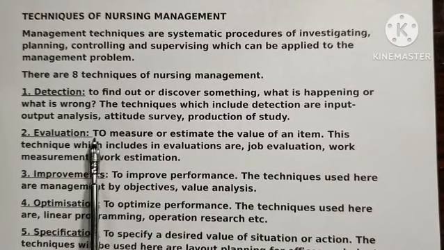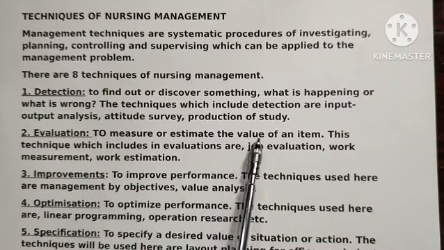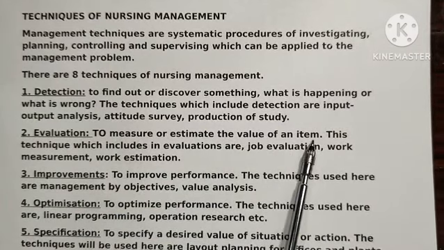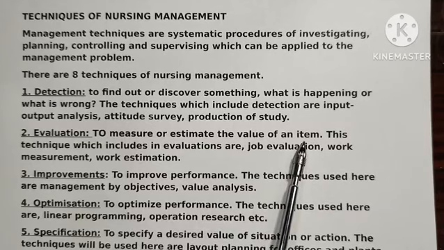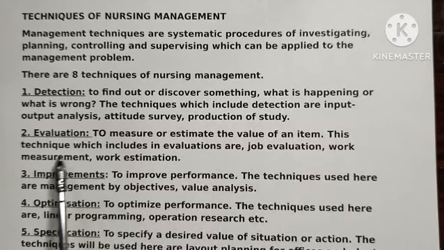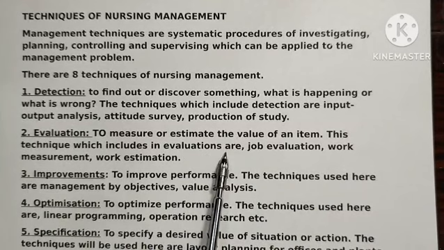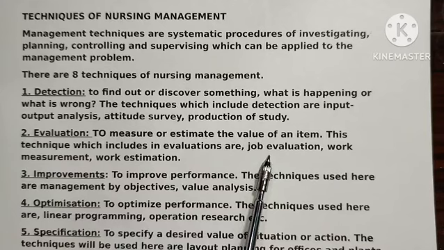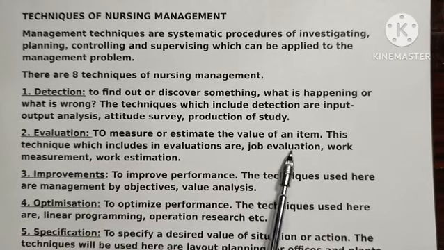Next one is evaluation. The second technique in nursing management is evaluation: to measure or estimate the value of an item. To check the value of an item, this can be done. The techniques included in evaluation start with job evaluation. Whether a person who joined 6 months back is performing her duties properly or not, by using a tool, a head nurse will evaluate how she is doing the job.